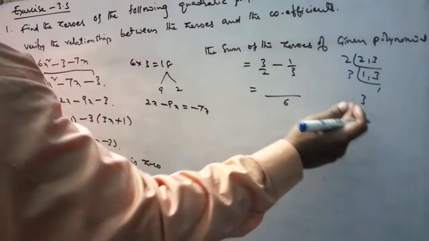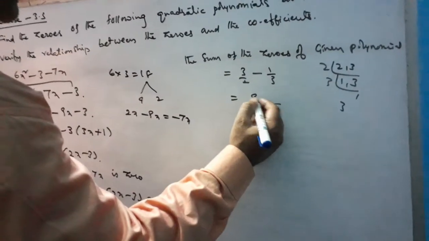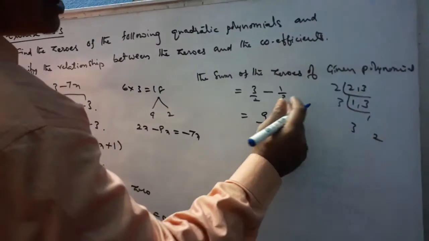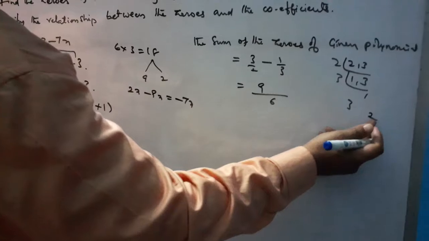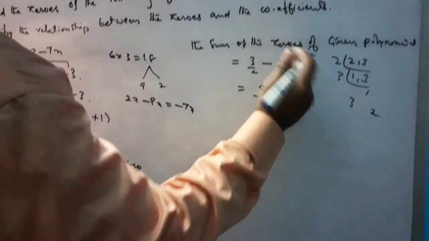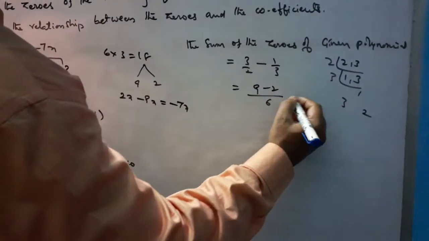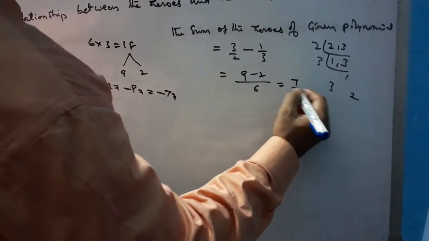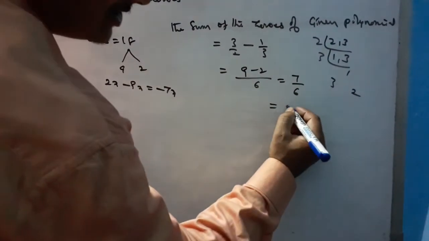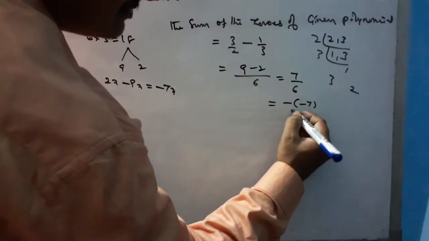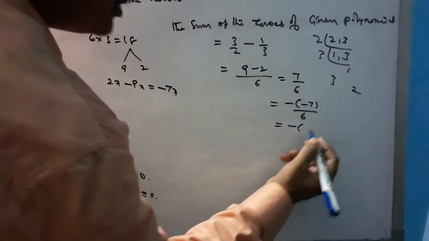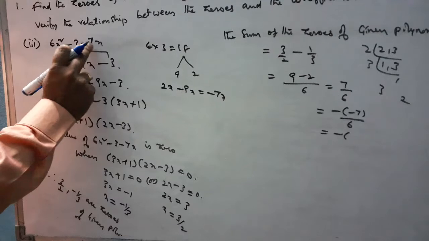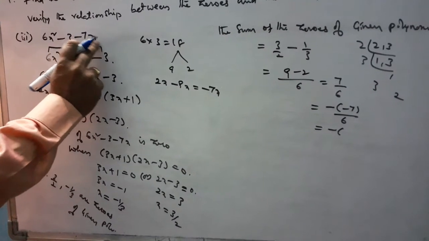3 is multiplied with the numerator. 3 into 3 we will get 9. 3 twos are 6. 2 is multiplied with the numerator. 2 into 1 we will get minus 2. So that is 9 minus 2 by 6, we will get 7 by 6. 7 by 6 we can write as minus of minus 7 by 6. Here minus 7 is the coefficient of x.